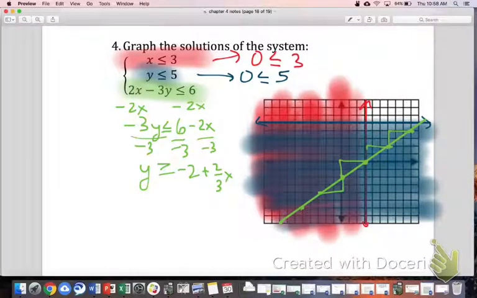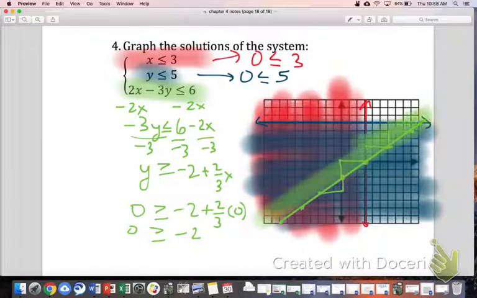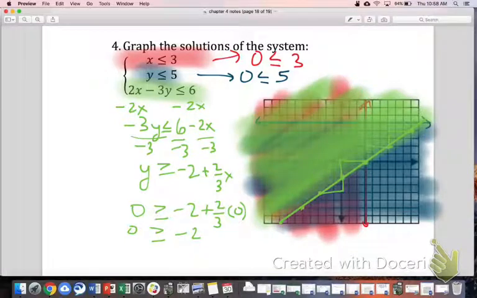And then the shading. You try out 0, 0. So if I go 0 is greater than or equal to negative 2 plus 2/3 times 0, I essentially get 0 is greater than or equal to negative 2. Is 0 greater than or equal to negative 2? Yes, it is. 0 is bigger than all the negative numbers. So I'll shade on the 0, 0 side. So 0, 0 worked on all these. And so there is that shading.